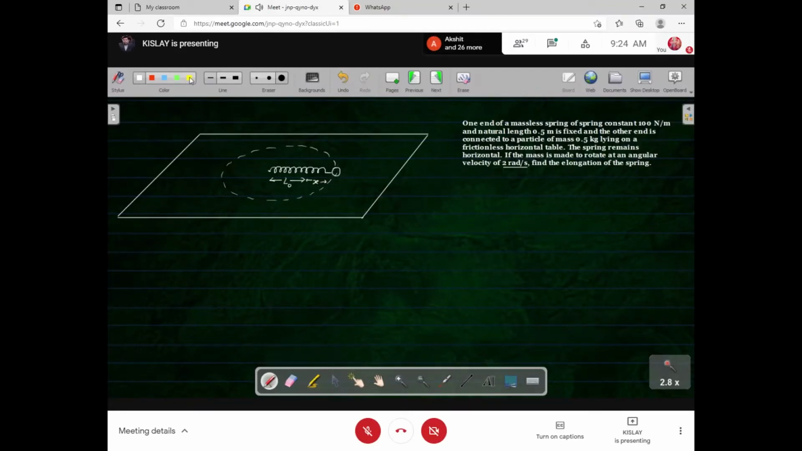I'm just marking the force here. The outward force acting on it is mv square upon r. What is r here? L naught plus x. And another force acting on this is kx.